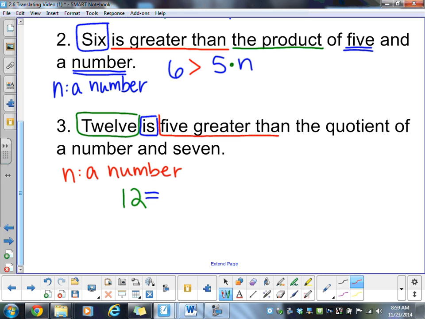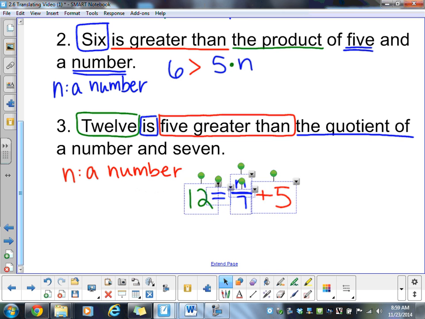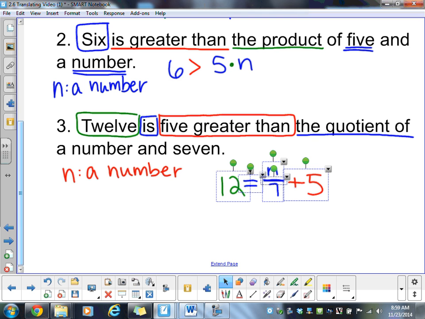5 greater than means we're adding 5 to something. And what we're adding it to is the quotient of. The quotient of means we're dividing something. So I'm going to put my little fraction bar there for division. And the two things we're dividing are a number, which is n, and 7. So our expression looks like this: 12 equals n divided by 7 plus 5.